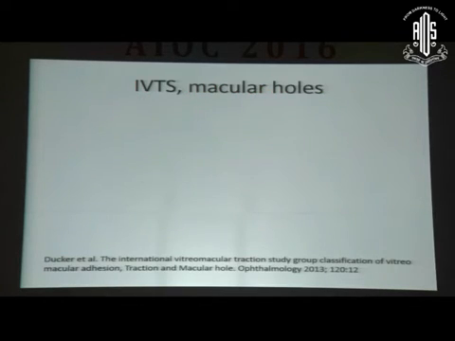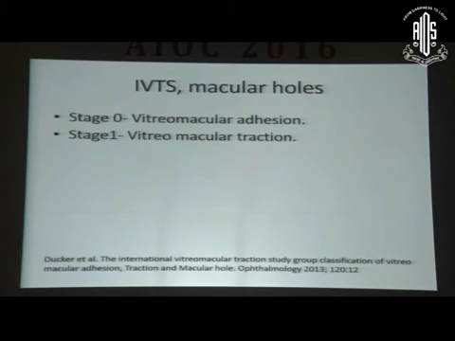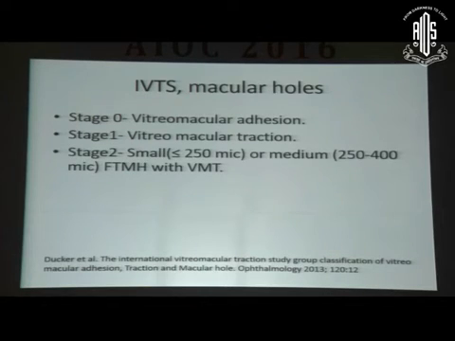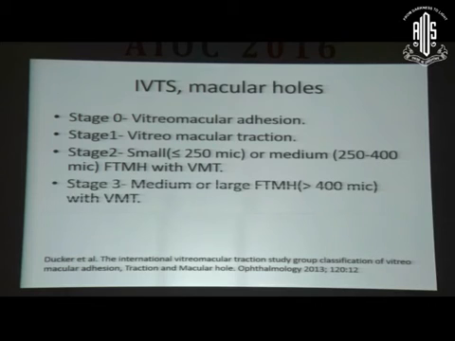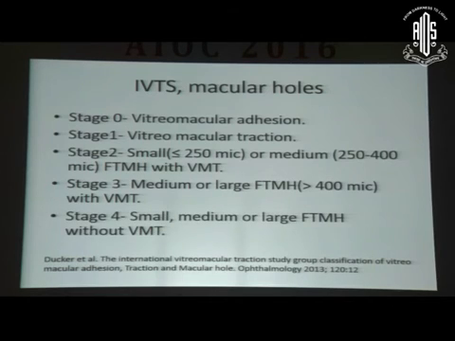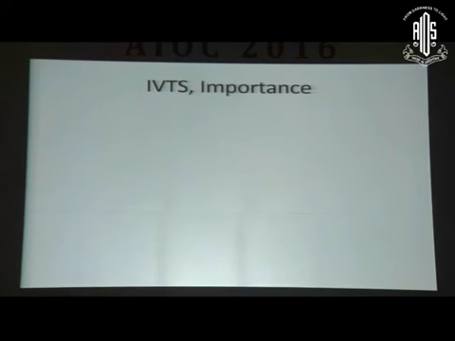And the new classification has come for macular holes. Stage 0 is vitreomacular adhesion. Stage 1 is vitreomacular traction. Stage 2 is a small hole less than 250 microns or medium, 250 to 400. It's a full thickness hole with still attachment of the vitreous, that is VMT. Stage 3 is a medium or large hole more than 400 microns with VMT, and stage 4 is a small, medium or large full thickness macular hole without VMT.